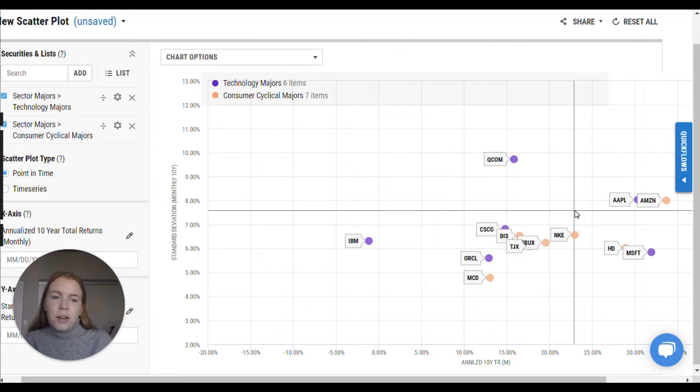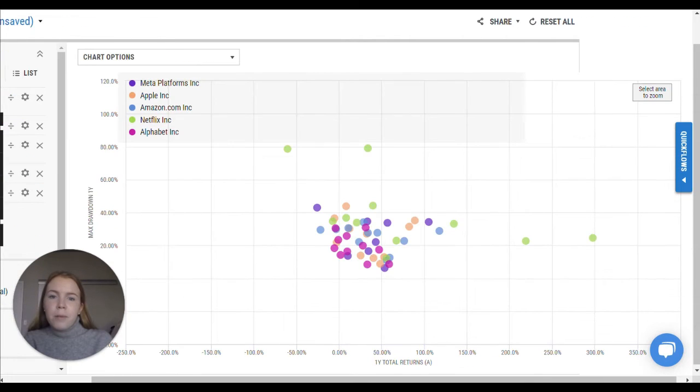Aside from individual securities, the scatterplot tool can also be used to explore risk and return for portfolios as well. Finally, within the scatterplot, you can analyze individual security performance on a year-over-year basis.